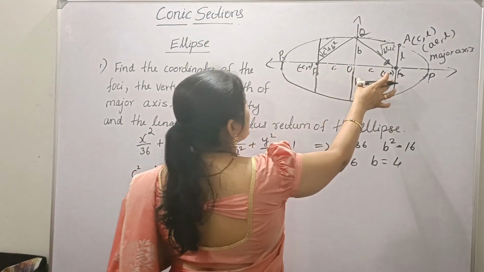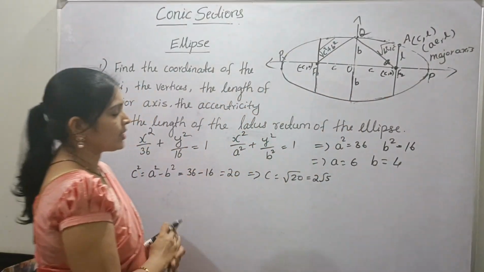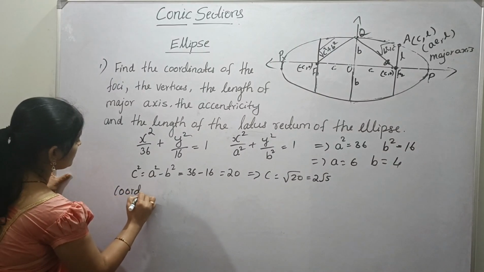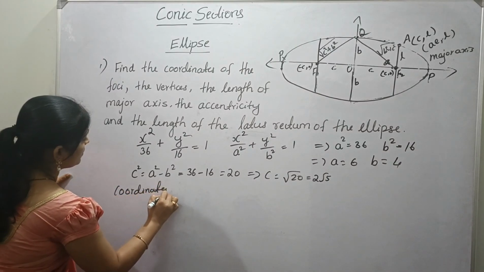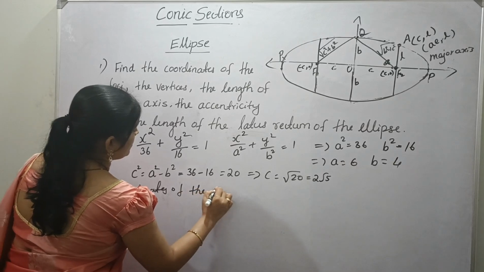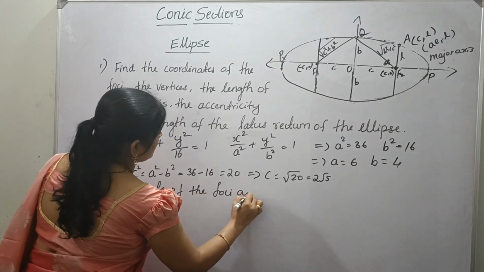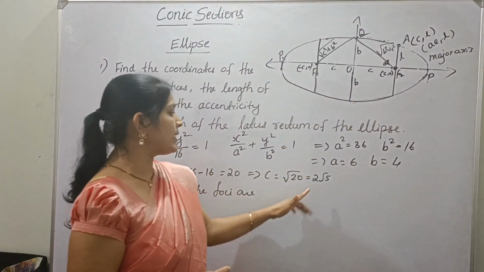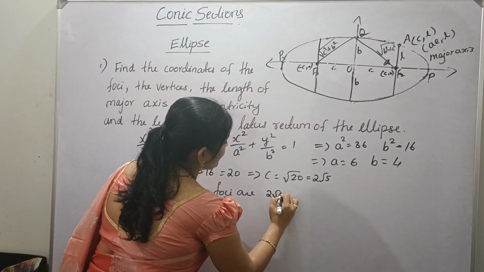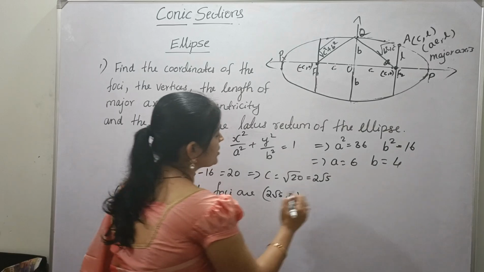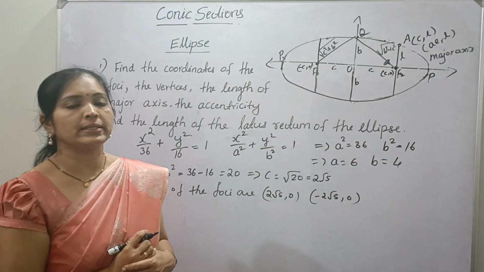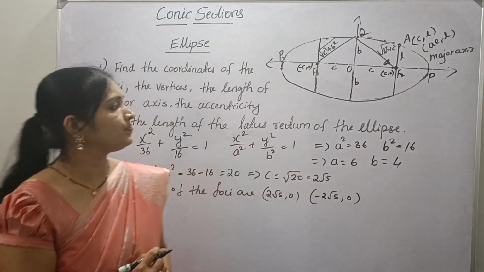So let us write the coordinates of the foci. The coordinates of the foci are (c, 0), that is (2 root 5, 0) and (minus 2 root 5, 0). These are the coordinates of the foci.